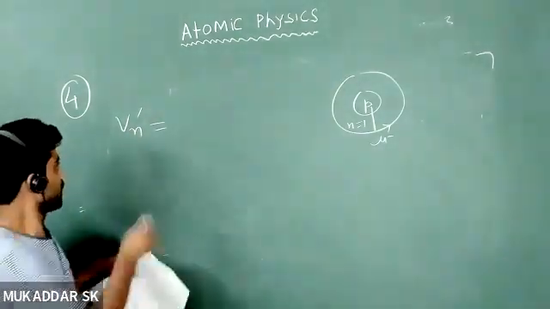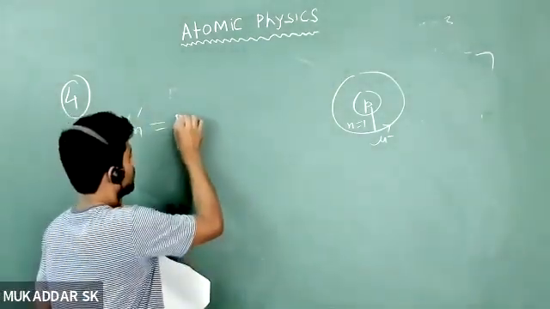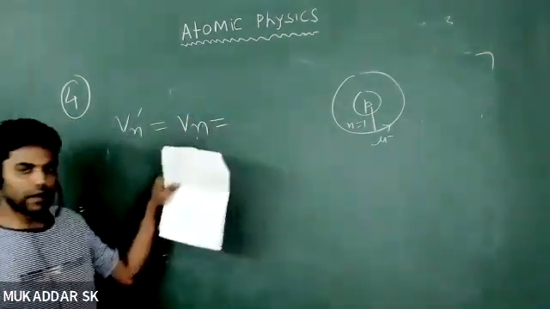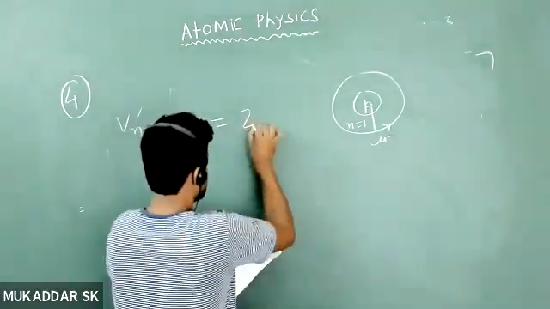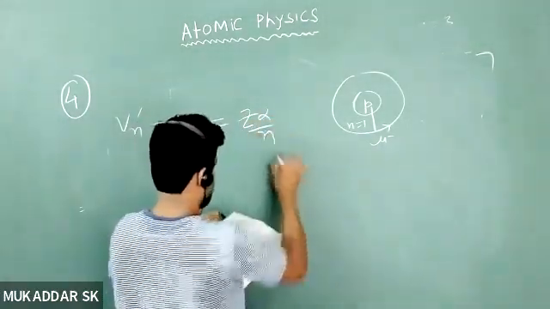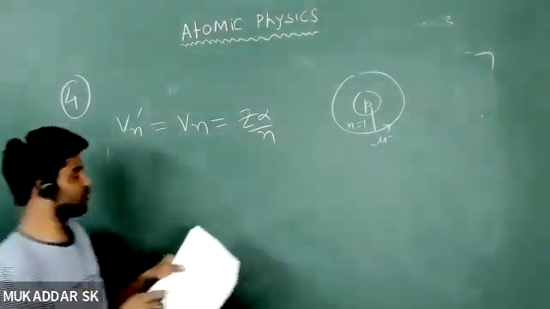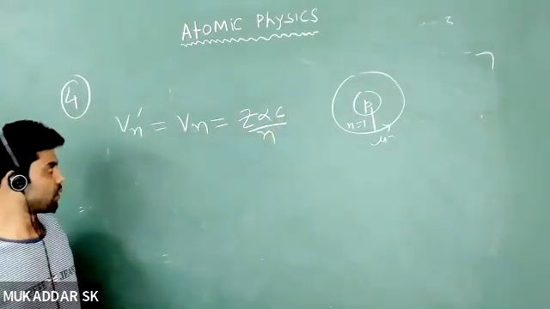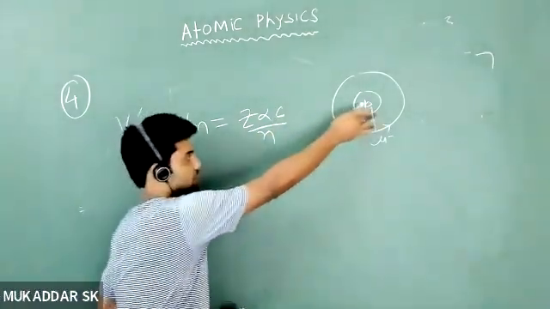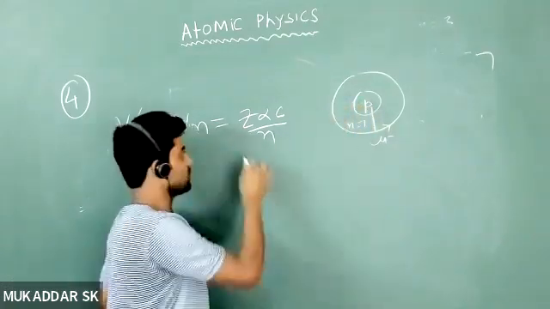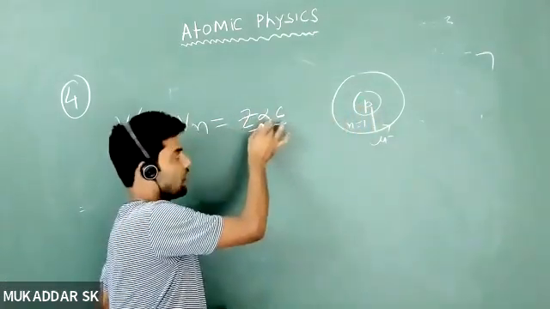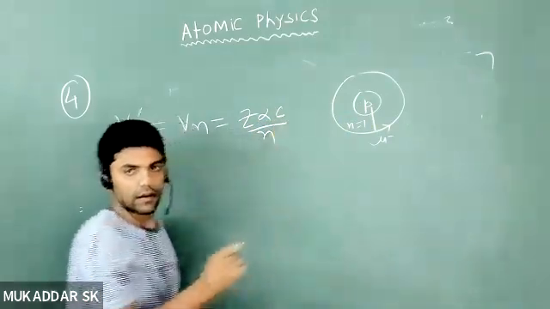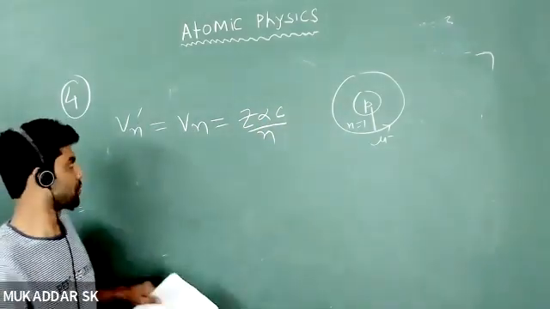Someone was asking that question. That's a good question. So Vn dash is nothing but Vn. It is independent of the reduced mass, and that will be Z alpha C by n, where C is the speed of light. For this, there is only a proton at the nucleus, so Z will be 1, and alpha is the fine structure constant, that is 1 by 137. At the first Bohr orbit, n equals 1.